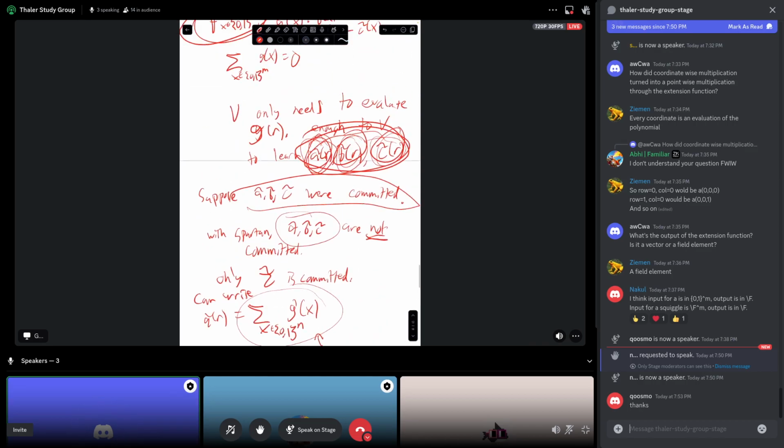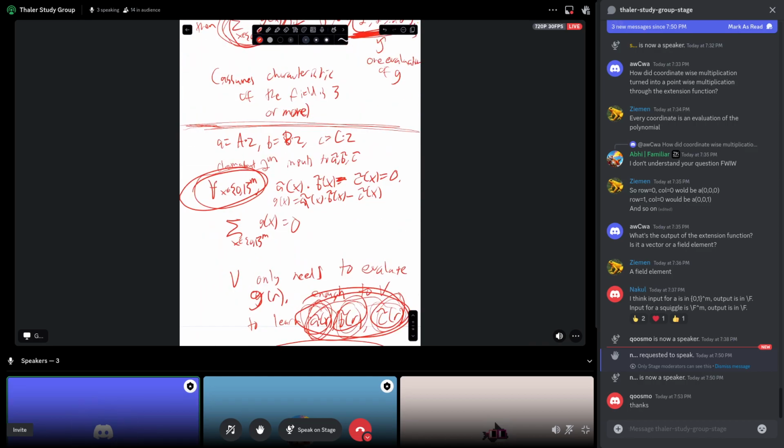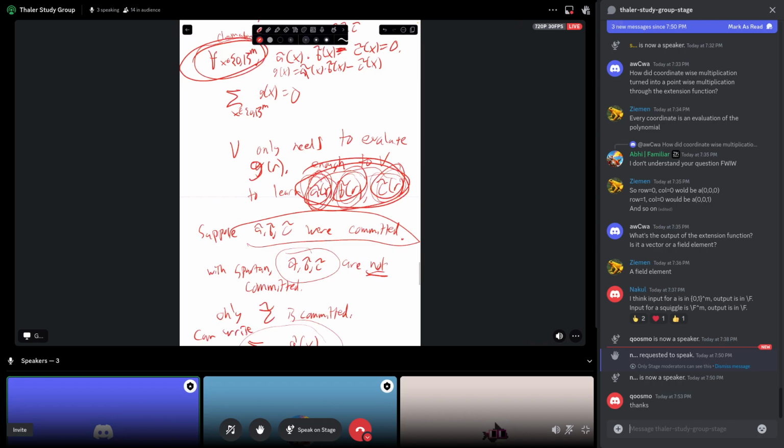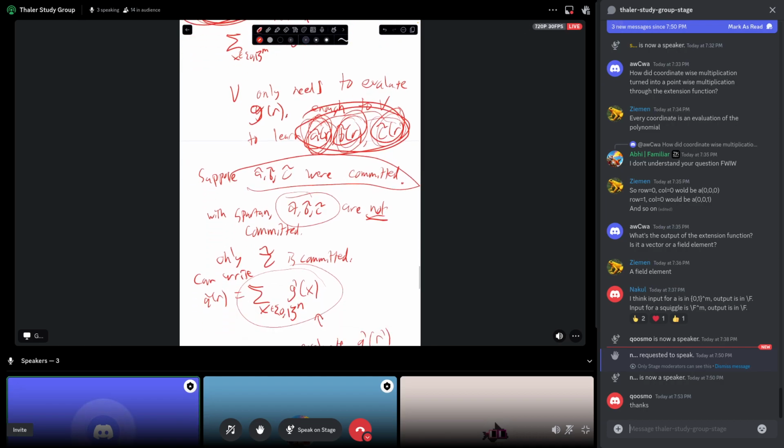So it's like a double win for sum check. Even if A twiddle, B twiddle, C twiddle were committed, it's still useful to use sum check to reduce the original claim, which was one claim per constraint, to a claim about a single evaluation of each of the committed things.